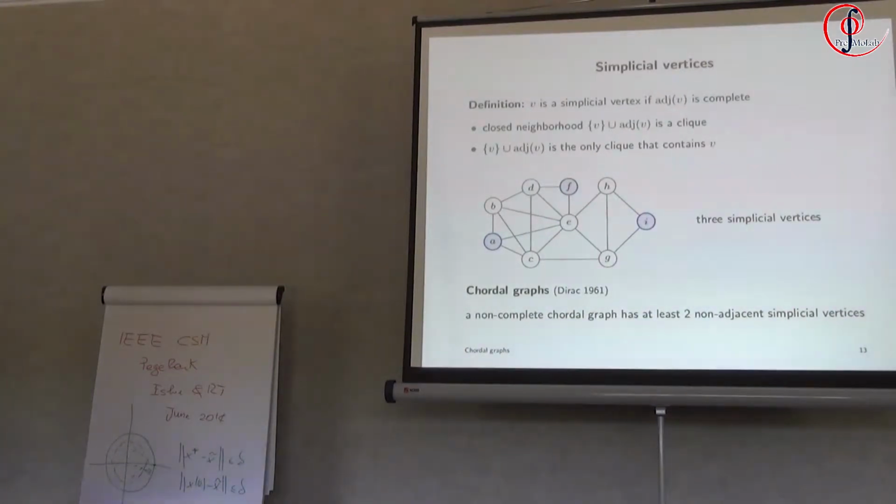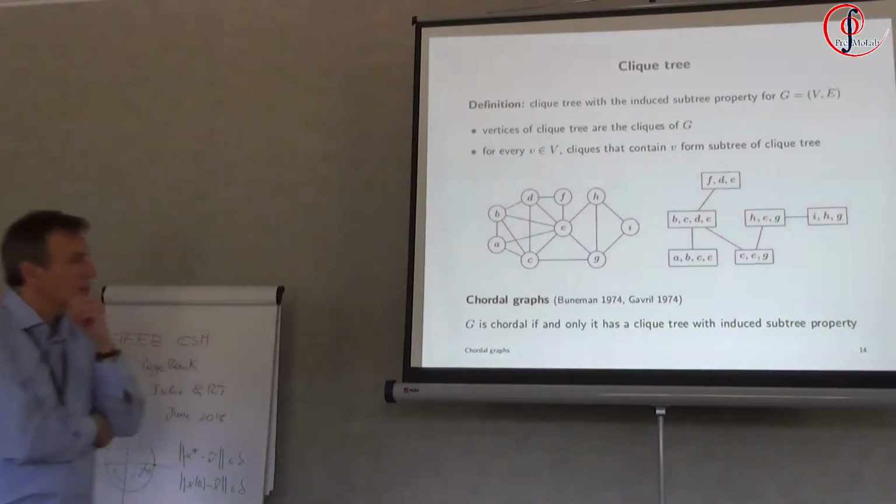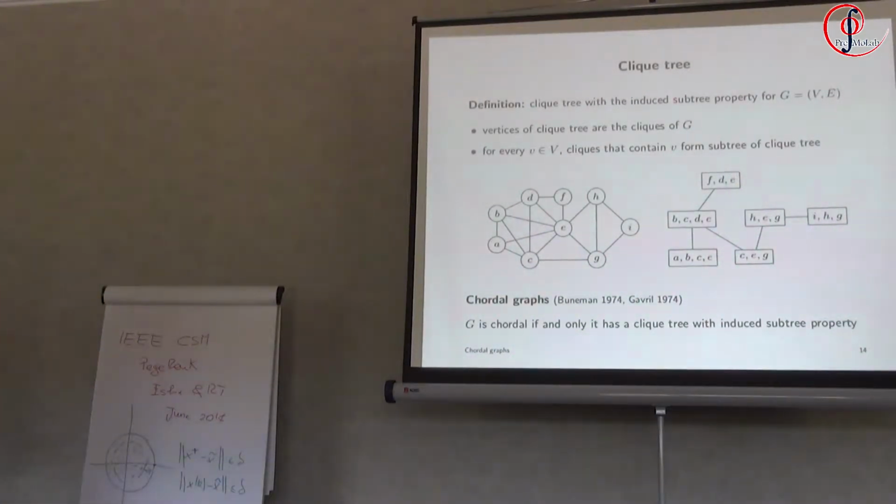So another basic theorem from 61 is that every non-complete chordal graph has at least two non-adjacent simplicial vertices. So this one has three, but there are always at least two that are not adjacent. And then the last fundamental results that I will show have to do with a clique tree.